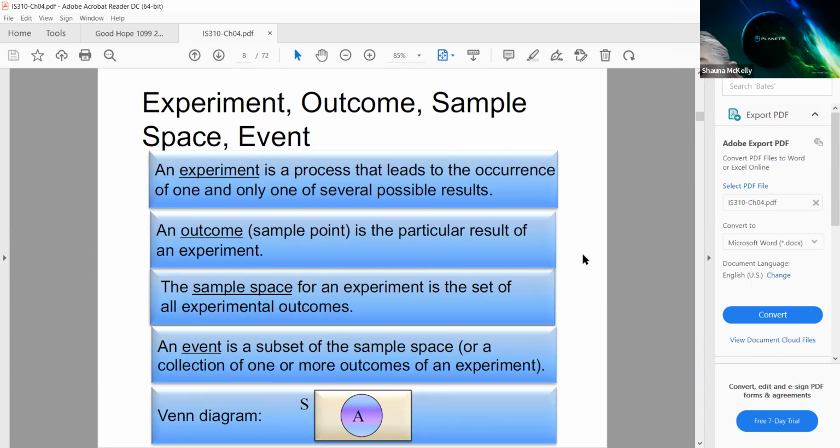An experiment is the process. So rolling the die, the process of rolling the die that leads to an outcome. So I roll a die once and I roll 4. 4 is my outcome. The sample space is the set of all possible outcomes.